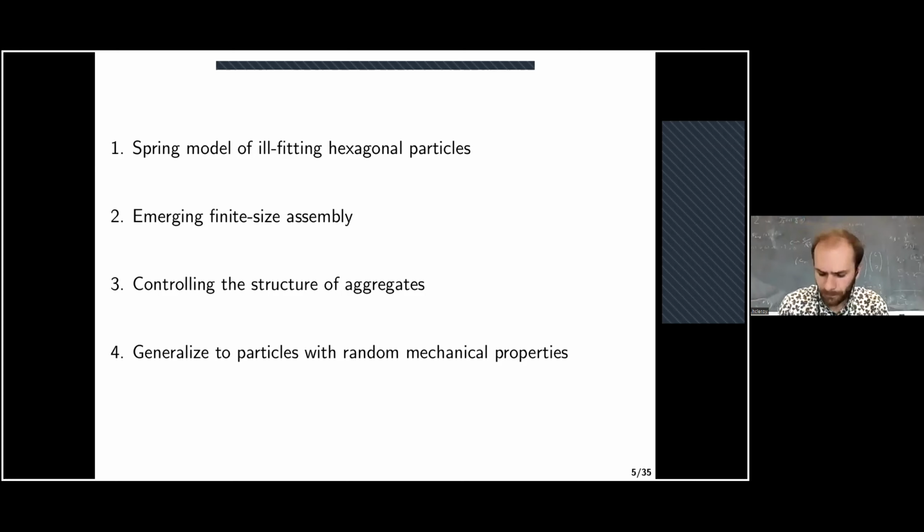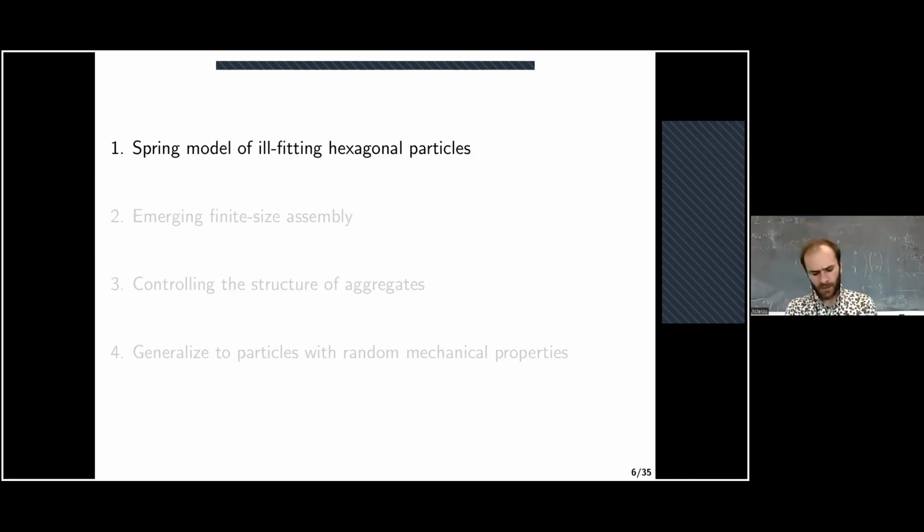And finally, I'm going to try to convince you that everything I'm saying is not so model-specific, and I'm going to use a last model, which is a model of particles with random mechanical properties. So I'm going to try to expand a little bit the previous results, the results of parts 2 and 3. So let's get started with a more intuitive model, the spring model of ill-fitting particles.